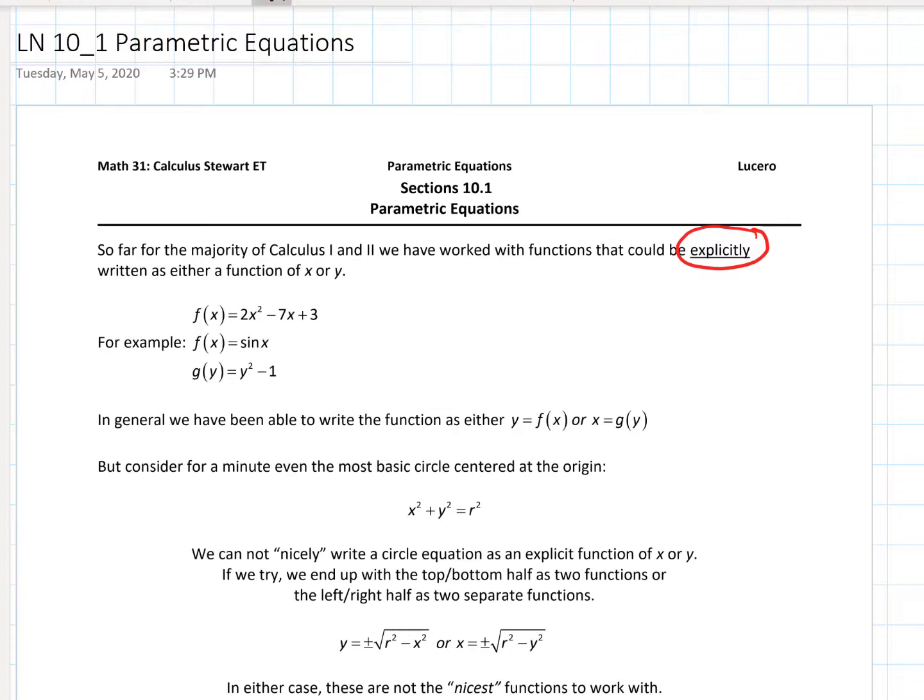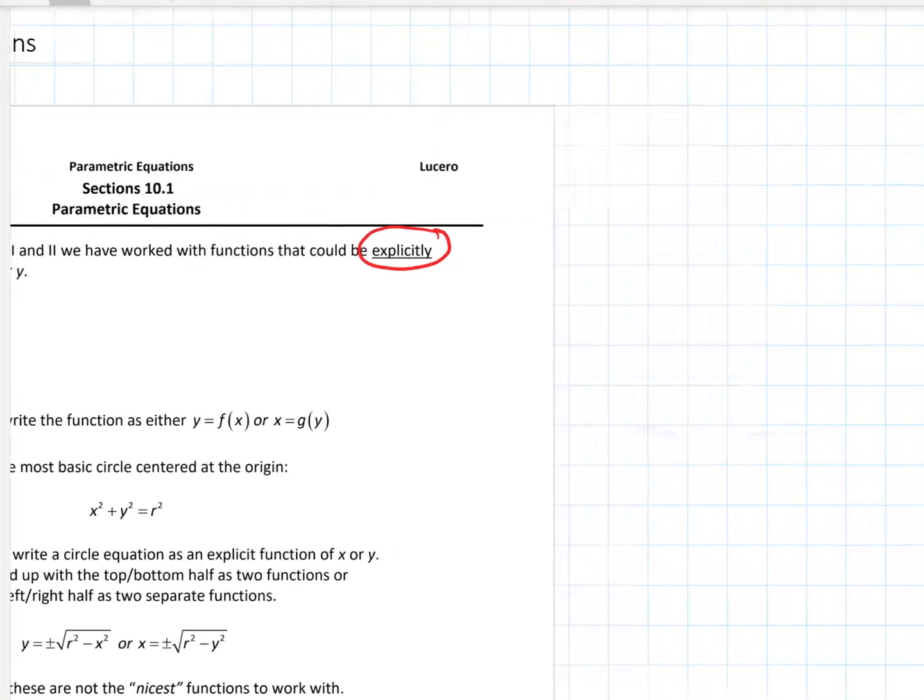But even if we just consider for a second the basic circle equation, that is not really all that nice to write as an explicit function of x or y. We have to actually take a square root and break it up into two different functions, and then depending on what we're trying to do with that circle equation, work with one of those two roots. So what could we do? Well, let's talk about just in general, kind of the overview of parametric equations.